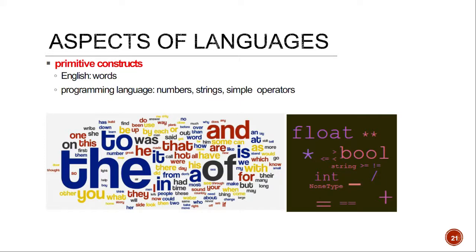So, all languages have what we call primitive constructs. For the English language, the primitive constructs are the words. In the programming language, these primitives can be numbers, strings, and simple operators. For example, we can see there is a string primitive, an integer primitive, a float primitive, a Boolean primitive, the addition and subtraction, all of these are primitives.